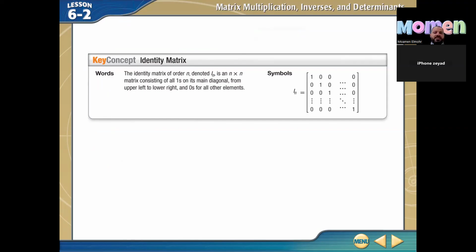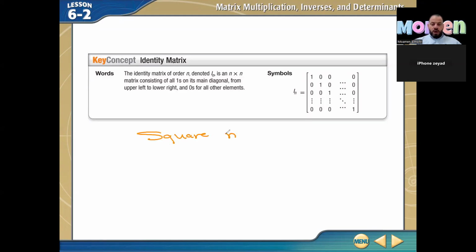Identity matrix. What's the identity matrix? An identity matrix is a matrix which has a number of columns equal to the number of rows, as we said before. So the identity matrix is a square matrix, and we have a special case of the square matrix. What is the special case? The main diagonal elements will all be equal to 1, and the other elements will be equal to 0. Again, the identity matrix must be a square matrix.